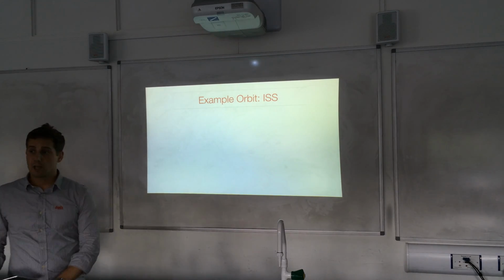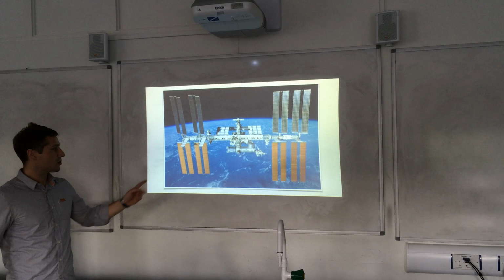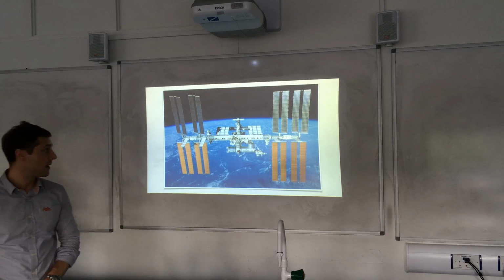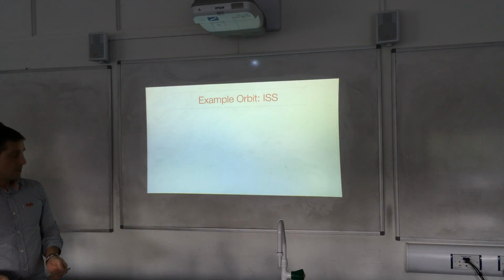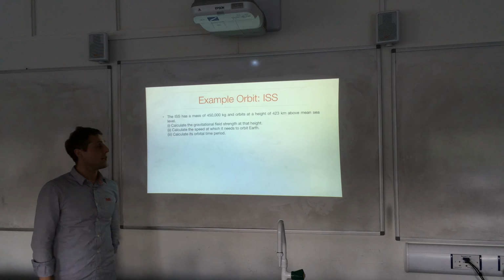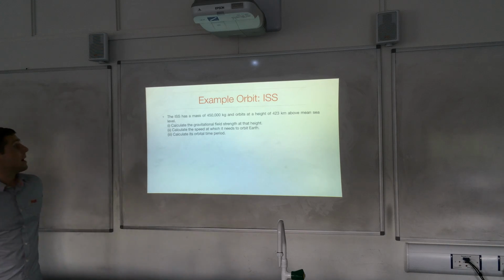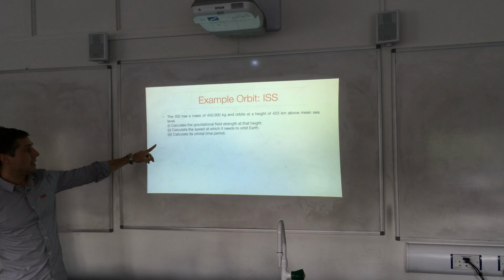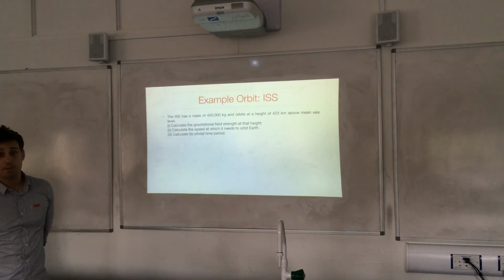I'm going to give you some calculations based on an example orbit, and I'm going to use the International Space Station for that. That's a picture of the International Space Station taken by the crew of Space Shuttle Atlantis, I think as they were departing from the ISS. The International Space Station has a mass of 450,000 kilograms, and it orbits at a height of 423 kilometres above mean sea level. What we want to do is firstly calculate the gravitational field strength at that height, calculate the speed at which it needs to orbit Earth at that height, and then calculate its orbital time period.